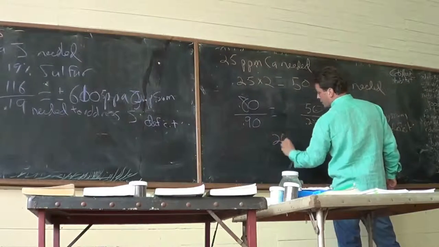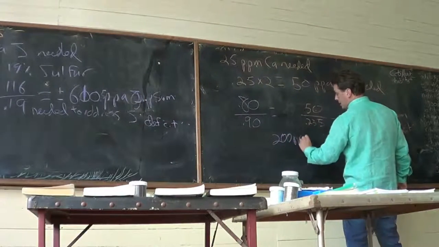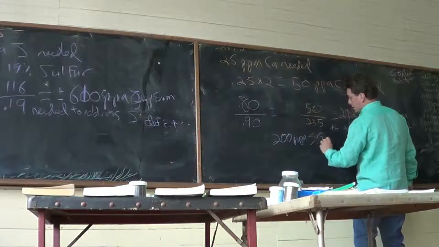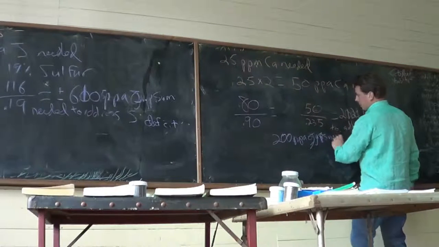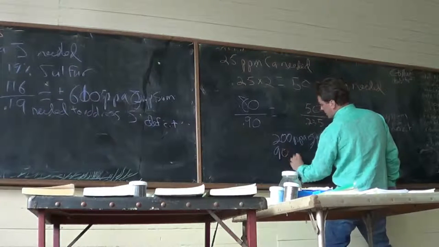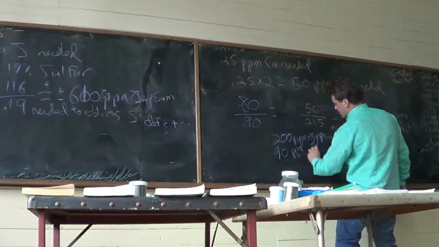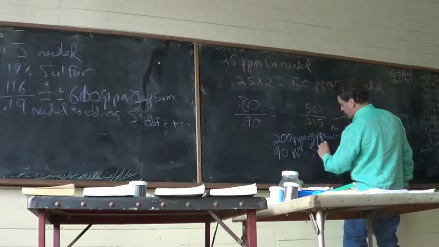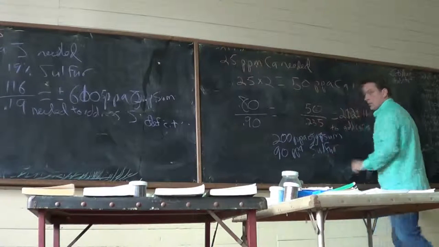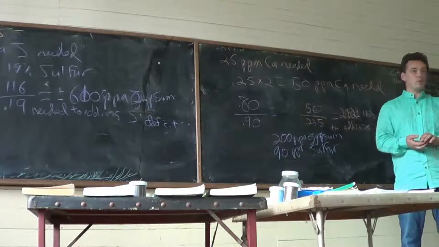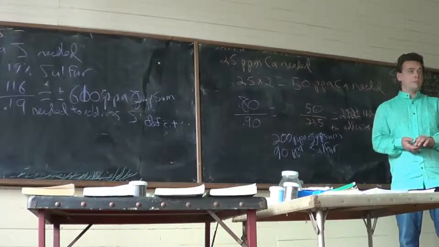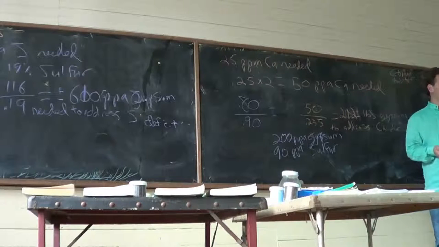So we're going to say that we need, I do round numbers, so I would say 200 pounds per acre gypsum and 90 pounds per acre elemental sulfur. This is the recommendation to address the calcium and sulfur deficiencies in the soil report. Follow that roughly?